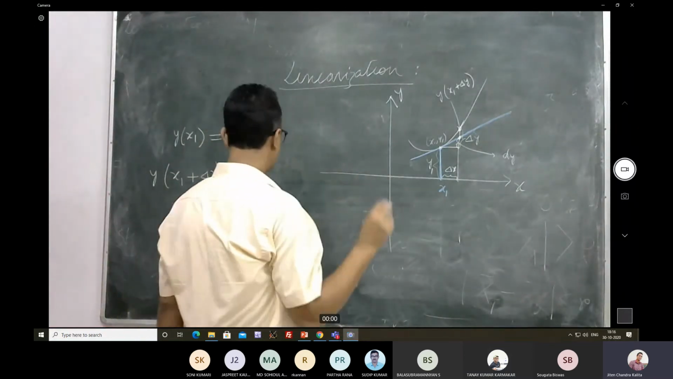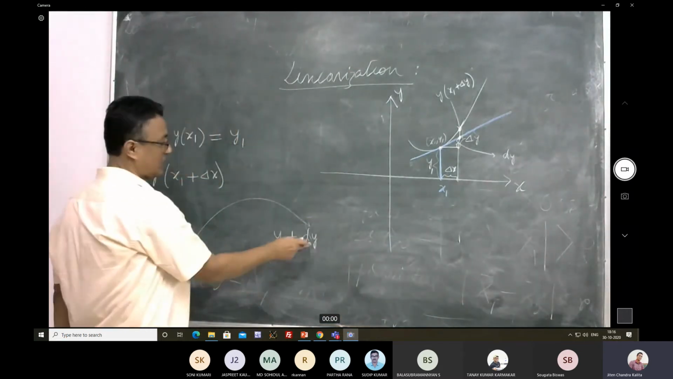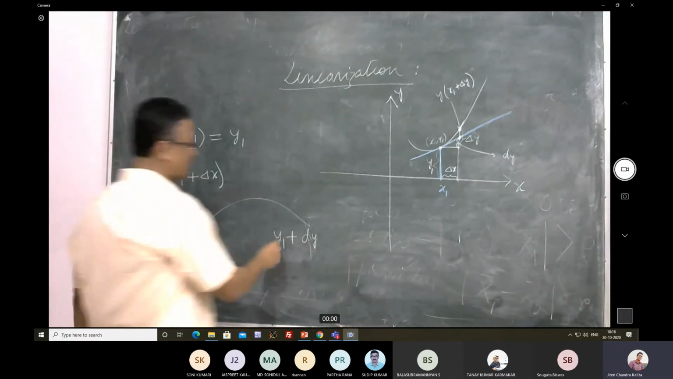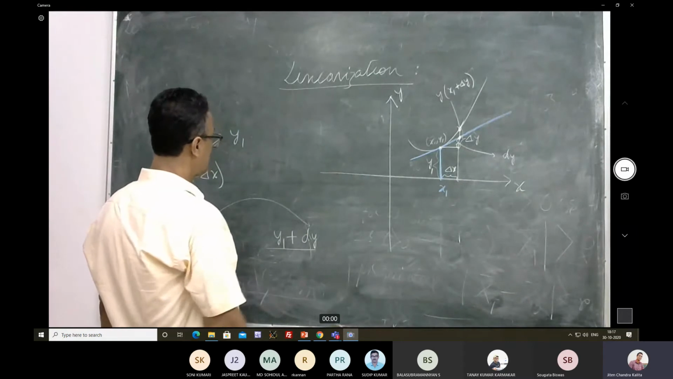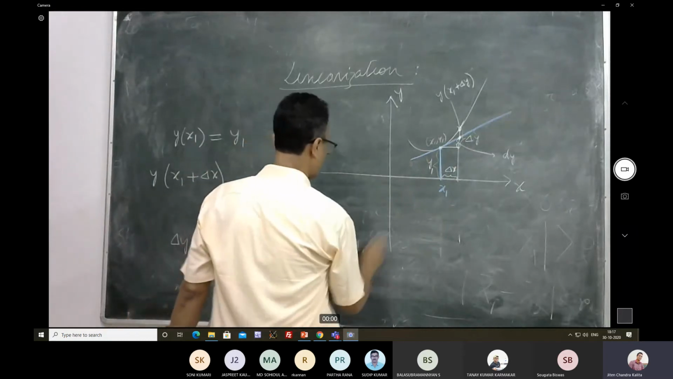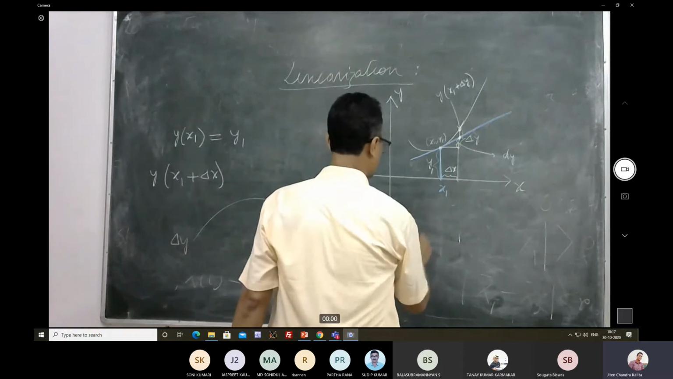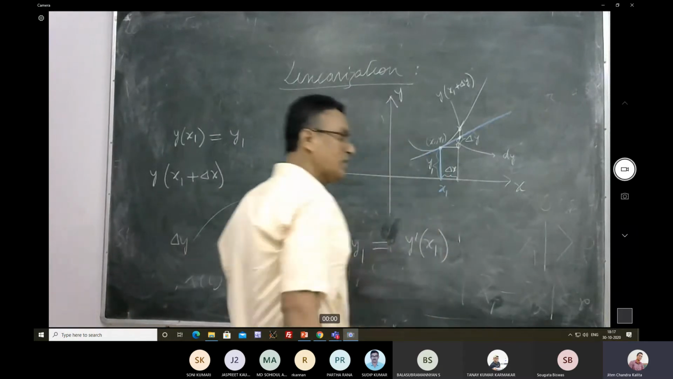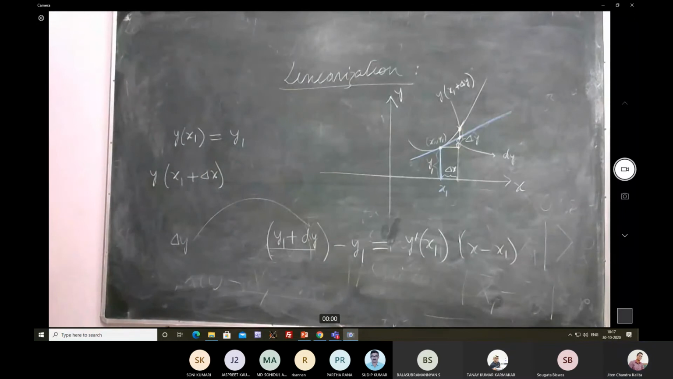So in fact, this tells you the difference between your delta y and this total differential dy. The equation of this straight line is y minus y1 equal to y prime at x1 into x minus x1, isn't it? Are you getting my point?